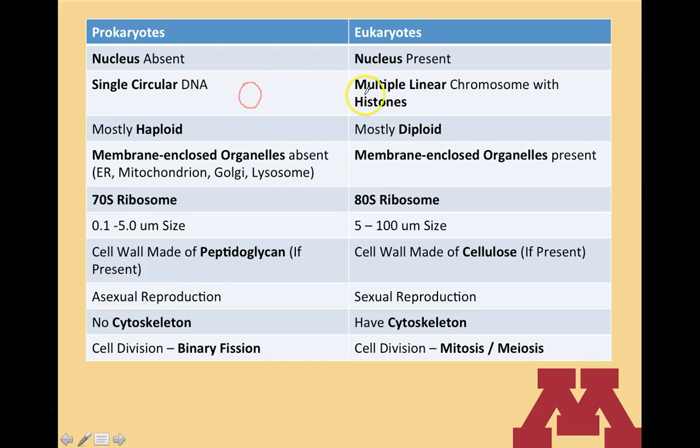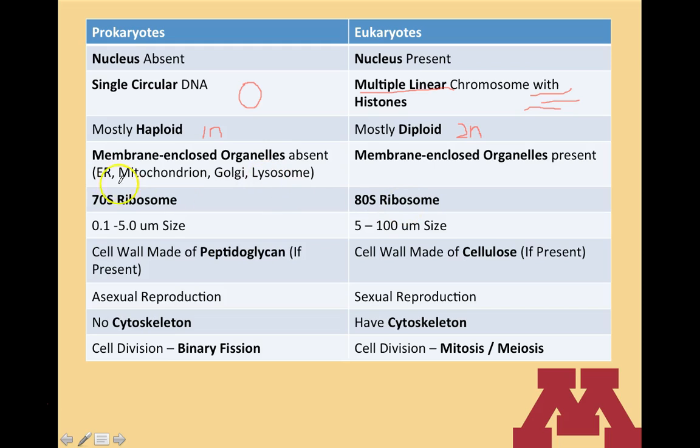And the eukaryotes have multiple linear chromosomes, so they can swim like this in the nucleus and interact with histones to be more compact. Most of the prokaryotes have only one set of chromosomes, so we use 1N to represent. And most of the eukaryotes, on the other hand, are diploid, so they have two sets of chromosomes. Remember, we use 2N to represent.